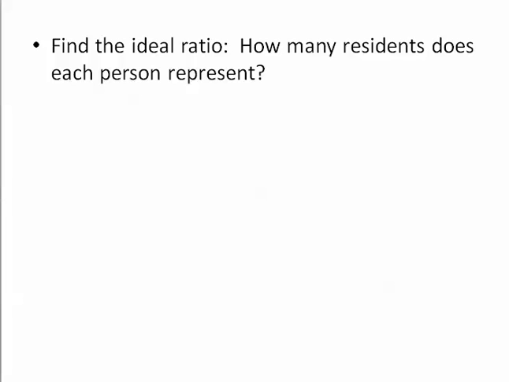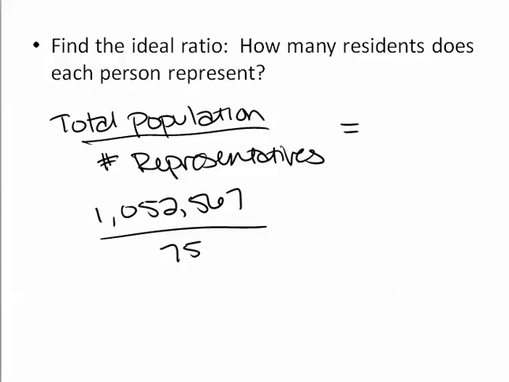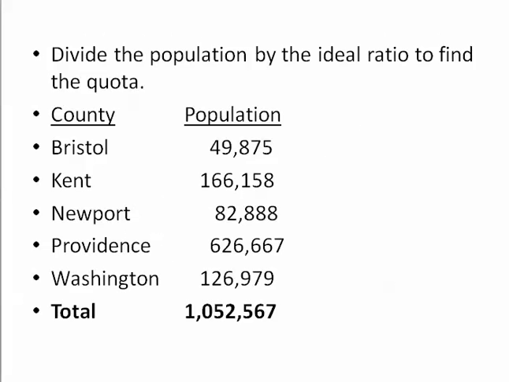The first thing we need to do is find the ideal ratio. This means how many residents does each person represent. Remember, in order to do this, we're going to take the total population divided by the number of representatives. In this case, this means 1,052,567, our total population, divided by the 75 representatives. Rhode Island's ideal ratio is 14,034.23. Again, this means that each representative represents 14,034 people from the state.